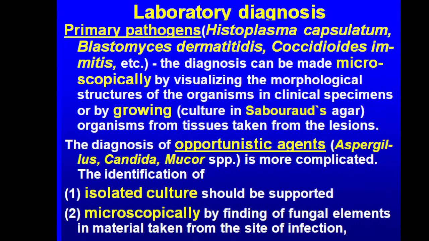Now let's take a look briefly at how to perform laboratory diagnosis of the fungal infection. Usually, if we are talking about primary pathogens, we mention them, right? Those that may cause systemic mycosis. The diagnosis can be made with the help of microscopic examination, and we need to visualize the morphological structure of the organisms. That's very helpful because they are large, it's easy to see the differences. But also we may perform the culture, and usually Sabouraud agar is used for their growth.